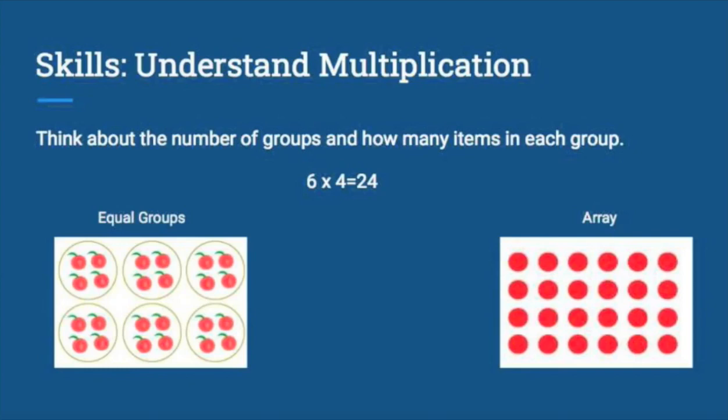So thinking about 6 times 4. In this first example, this first picture right here, we have equal groups. So we have 6 groups of 4 in each one, and that gives us our total of 24. Over here we've drawn an array with rows going side to side and columns going up and down. We have 4 rows with 6 in each one, which we would call a 4 by 6. And then we get a total of 24 as well.